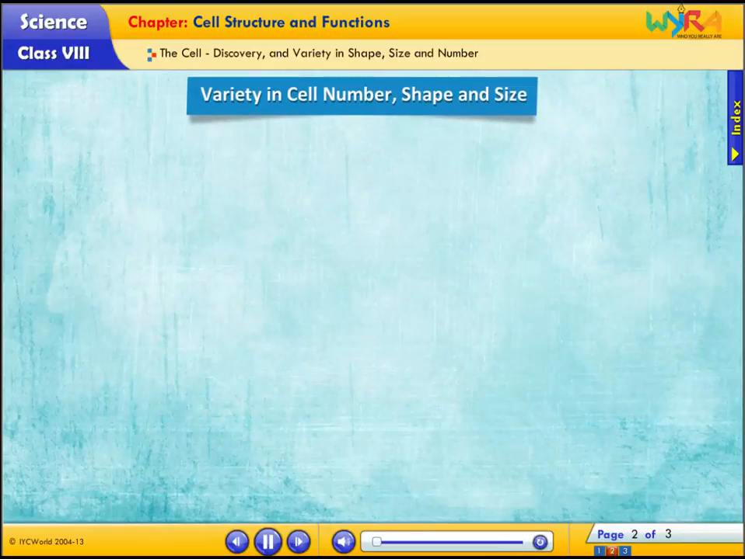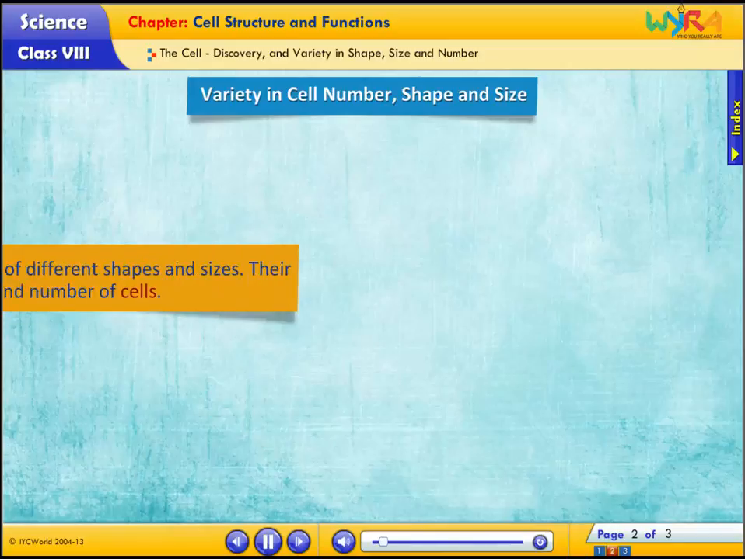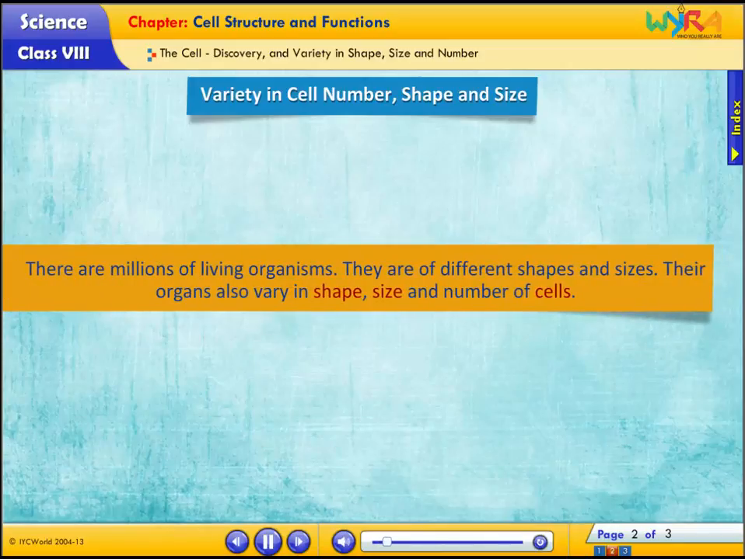Now let's learn about the variety in cell number, shape, and size. There are millions of living organisms. They are of different shapes and sizes. Their organs also vary in shape, size, and number of cells.